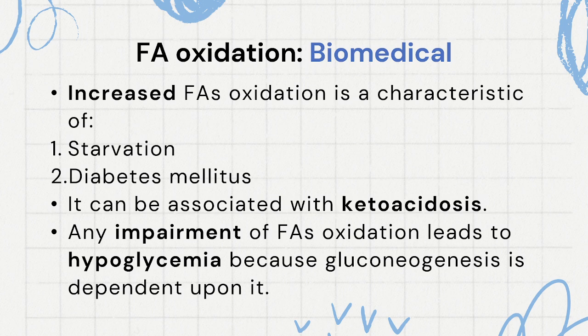When there is starvation, there is no dietary intake of carbohydrate. Glycogen stores will be consumed. The body will look for an alternative source of glucose, that will be synthesizing glucose from non-carbohydrate intermediates through gluconeogenesis. And to operate gluconeogenesis, you need energy. The energy for gluconeogenesis comes from fatty acid oxidation. So if there is an impairment of fatty acid oxidation, there will be no energy for gluconeogenesis, no production of glucose, and it will manifest as hypoglycemia, low levels of glucose in the blood.